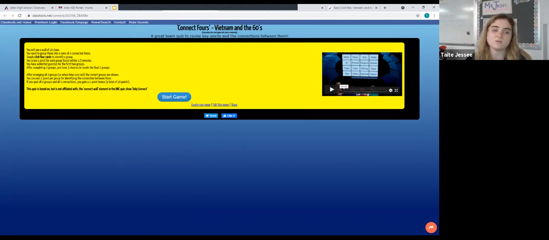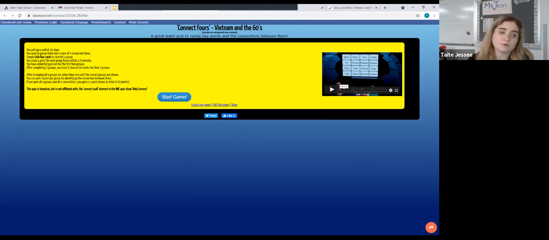It says, you will see a wall of 16 clues. You need to group them into 4 rows of 4 connected items. Simply click 4 cards to identify a group. You score 1 point for each group found within 2.5 minutes. So it is timed. You have unlimited guesses for the first 2 groups. After completing 2 groups, you have 3 chances to make the final 2 groups.